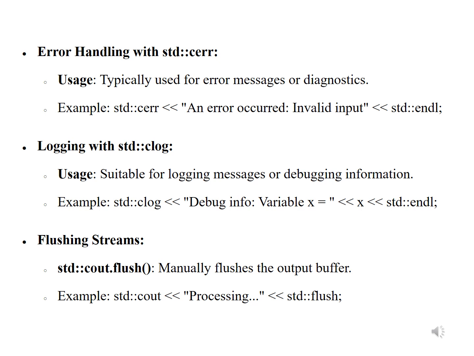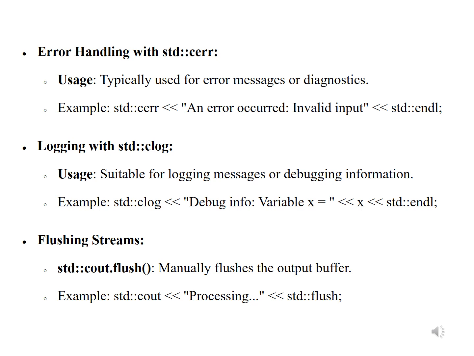Error handling with std::cerr is typically used for error messaging or diagnosing. Example of this usage is std::cerr << "An error occurred: invalid input" << std::endl. This is an example. Logging with std::clog can also be used. It is suitable for logging messages or debugging information. Example of usage is std::clog << "Debug information: variable x is equal to x" << std::endl.